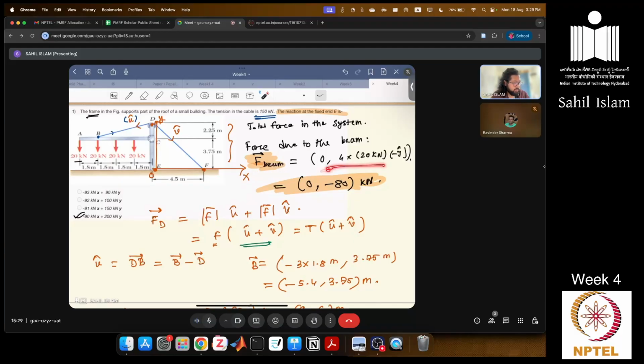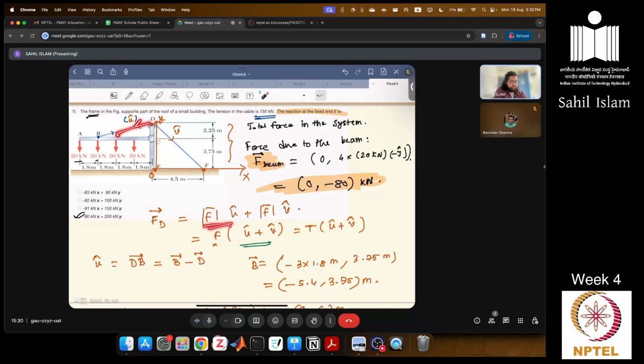In terms of vector notation, we take this as the x direction and this as the y direction. Along the x direction there is no force, and along the y direction we have 420 kilonewton force. So the force due to the beam becomes 0, minus 80 kilonewton. Next, this D point will feel some force due to the rope passing through it. So the total force will be mod F.